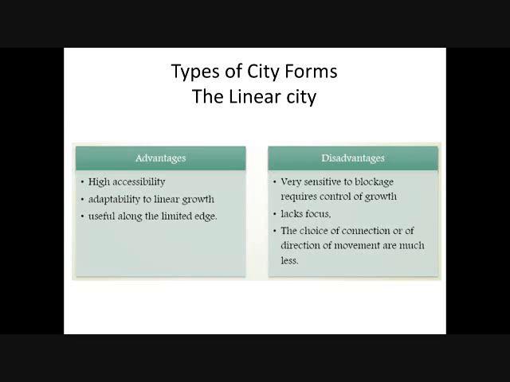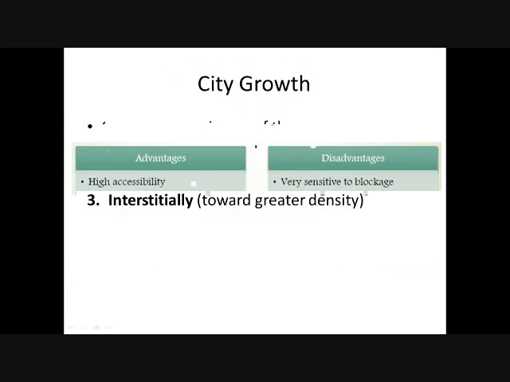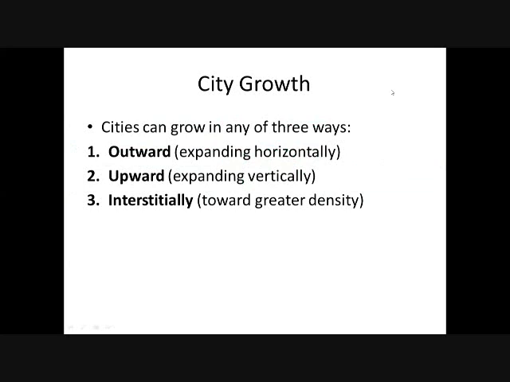And the city growth can grow in different ways. So they can grow outward, they can grow upward, and they can grow interstitially, so toward more dense. So they have a combination between the outward and the upward. As we see, many cities also in the Gulf are selecting the approaches that they want.